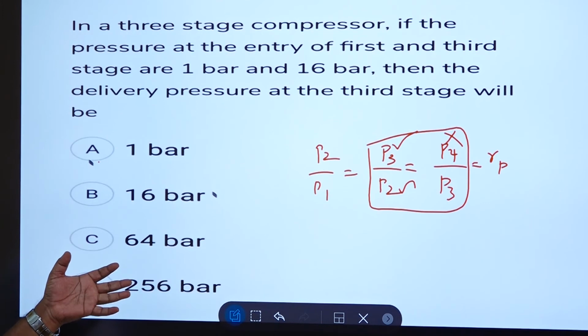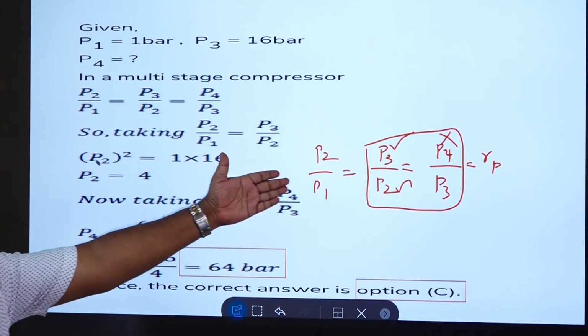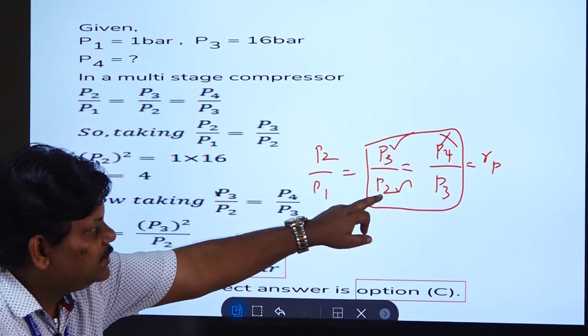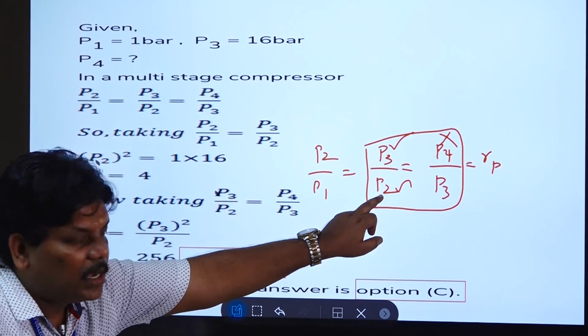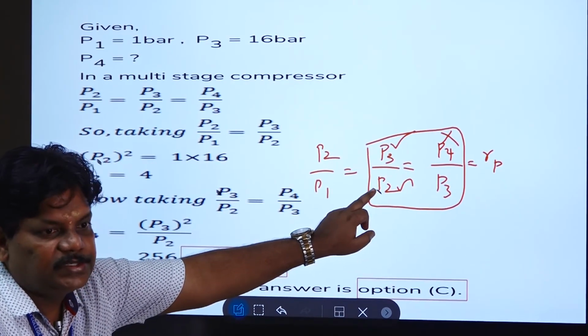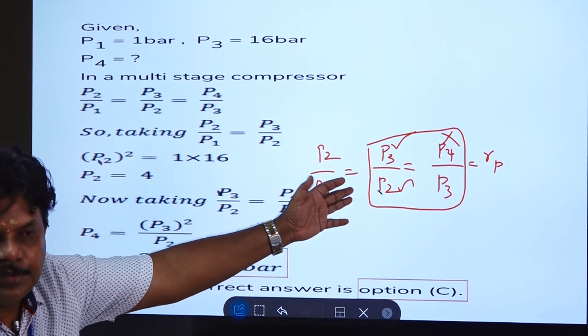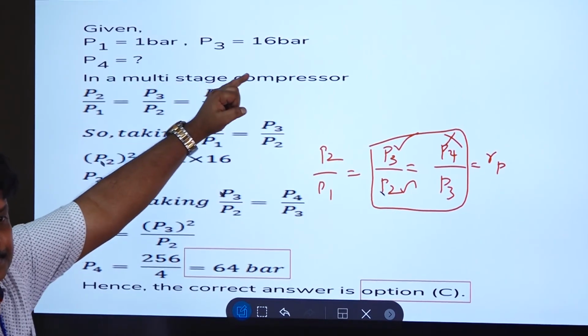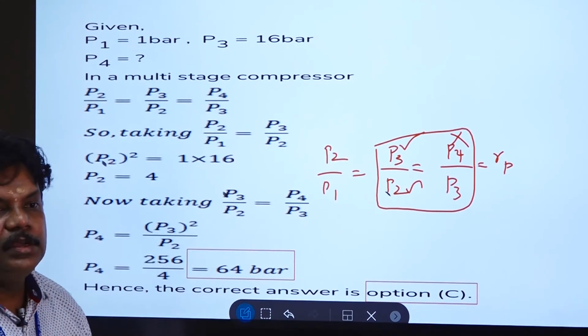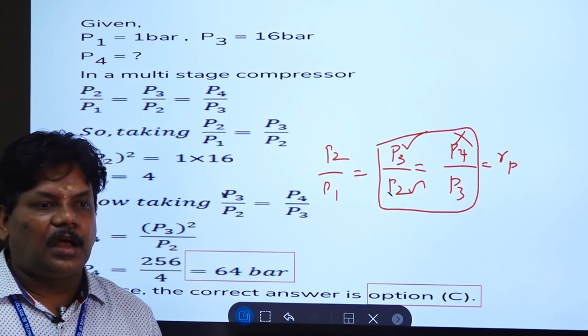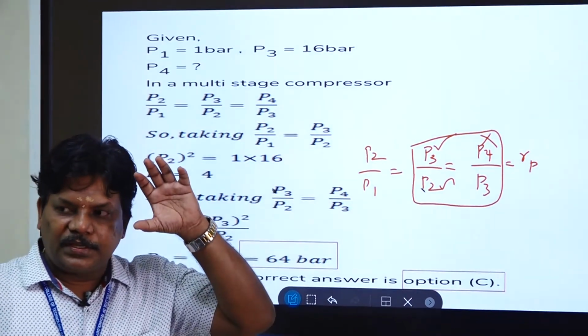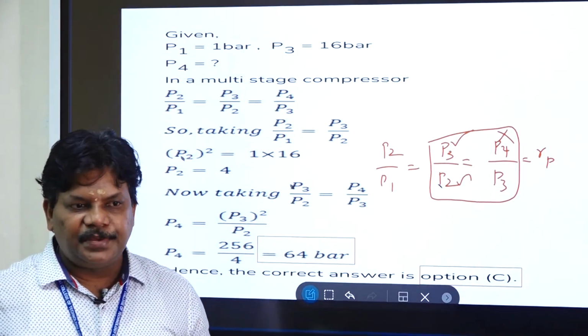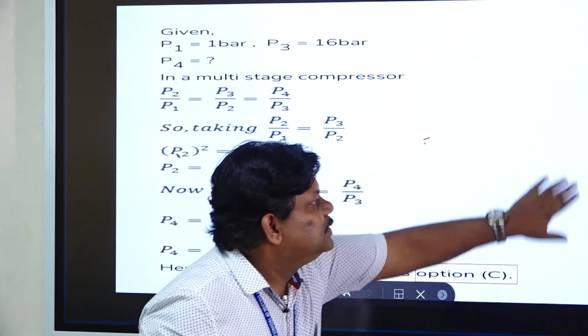So this is a direct question. Simply you are going to use this equation and find the unknown. P2 is not known to you. Since it is an intercooling process, P2 is equal to root of P1, P3. These two, P1 and P3, are given to you. So now you have to use the formulas according to the given data, and based on that you can find the answer.